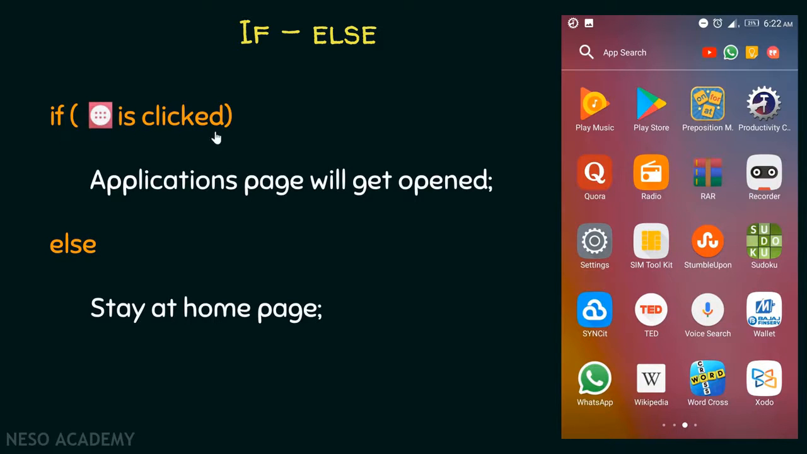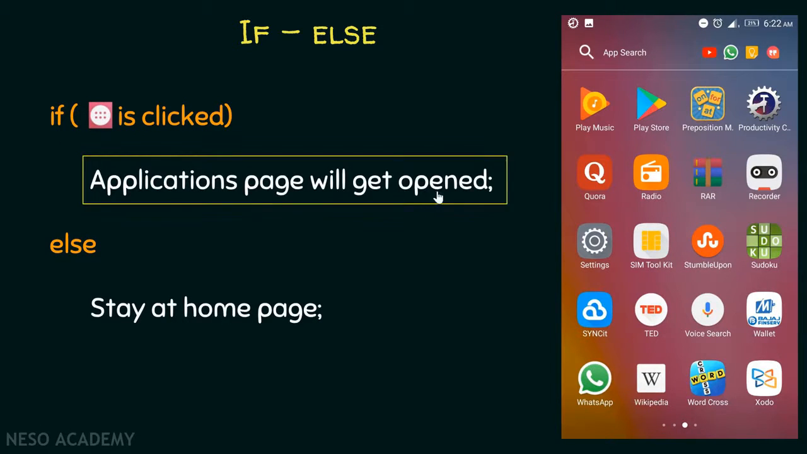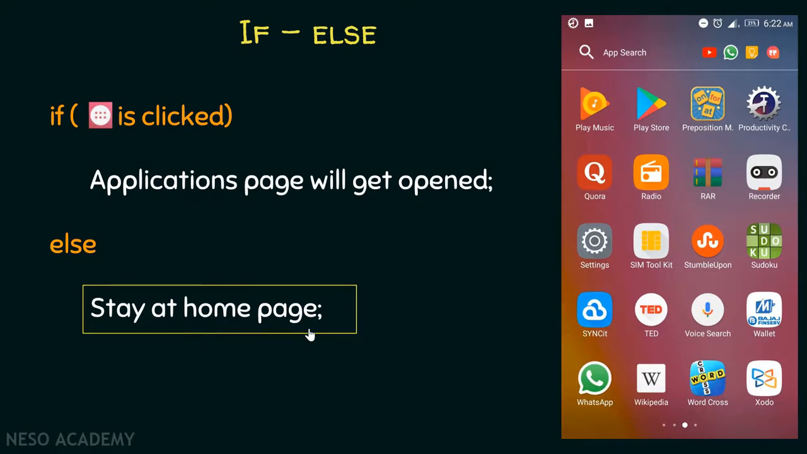If this button is clicked, then the applications page will get opened up, right? Else, you will simply stay at home page. Isn't that so? Because opening up of this applications page is actually dependent on this button clicking, therefore we can actually use if-else construct here. Whenever something is dependent on something, then we can use if-else construct.